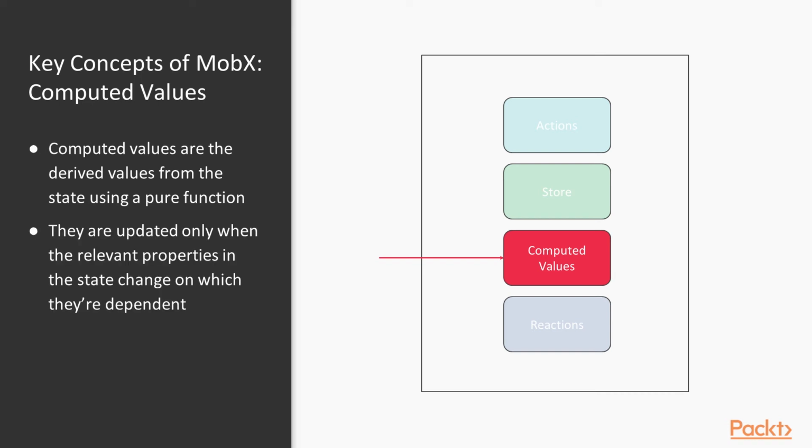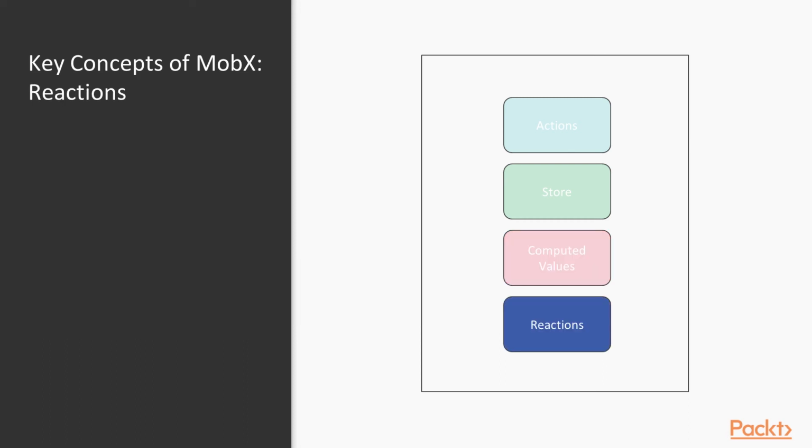One cool thing about computed values is that they are only updated when the relevant properties in the state are changed. For instance, if you have an array of addresses under the user state, whenever the user is updated, the computed value for the addresses will be updated. But let's say you had another object in the state, let's say admin. If the admin is updated in the state, the computed value of user addresses will not be updated because they are not relevant. So that is really cool, and we only update the computed values when the relevant things are updated. Now let's talk about reactions.